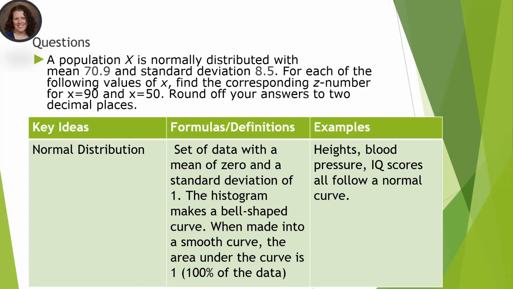Data that is normally distributed would be things like heights, blood pressure, IQ scores. The idea is that there's a typical average and there's some higher and there's some lower. And 100% of the data is going to fall within the ranges that we see in the normal curve.